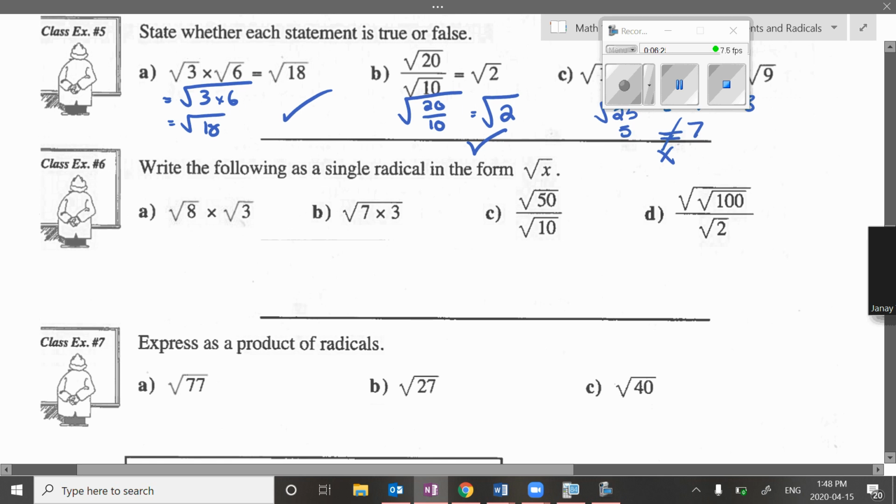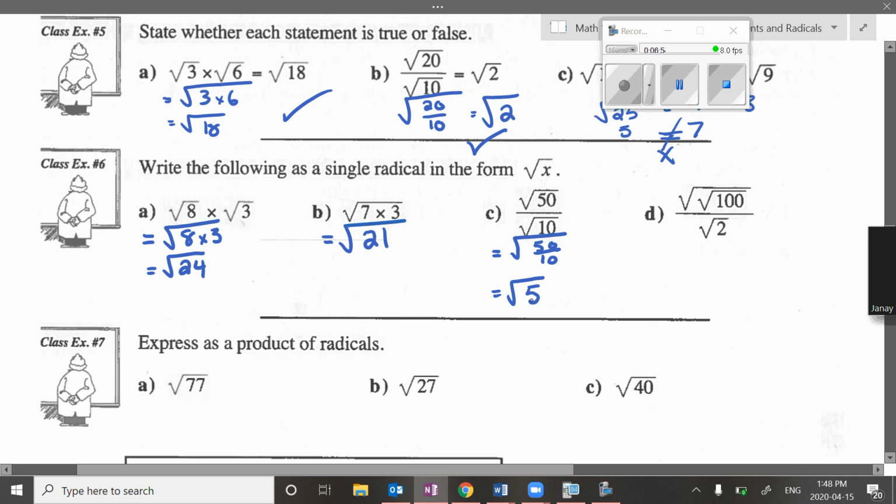Class example 6, write the following as a single radical in that form. So we're using this same idea. Now I have the square root of 8 times 3, so our final answer is 24. Let's just do this multiplication on the next one. 7 times 3 is 21. I'm showing a middle step here. If you want, you could skip this step and go straight to the square root of 5.